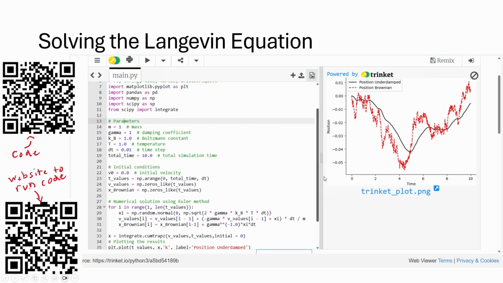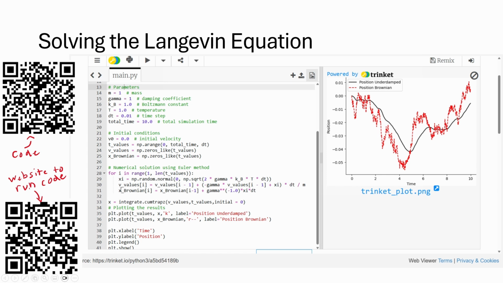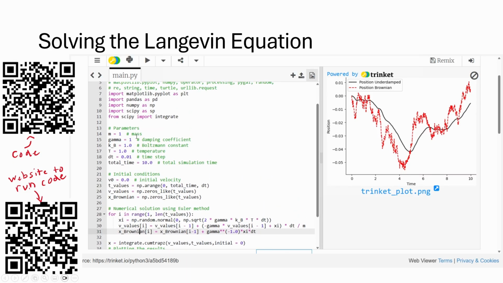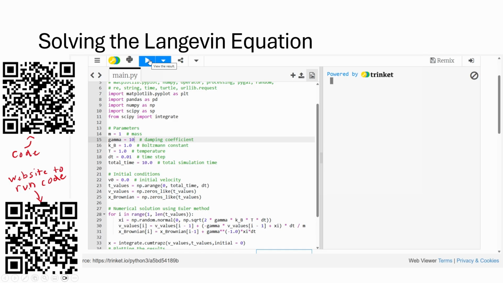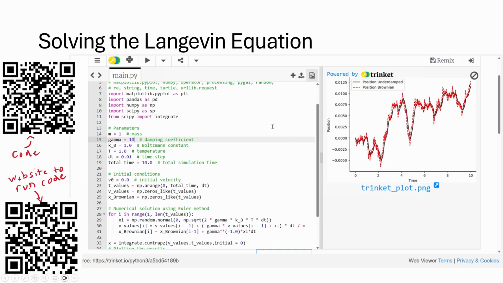That's where we don't have the velocities, and we assume the mass is low or the damping coefficient is high. Now what I would like you to play around with is changing some of these parameters. In particular, you can play around with the mass and this damping coefficient and see what happens. For example, you could make your damping coefficient very high, let's say 10 times larger than I had it originally, and then see what happens. Basically what you see is that this Brownian dynamics much more closely matches the underdamped dynamics, the velocity dependent dynamics, as you increase the damping coefficient.